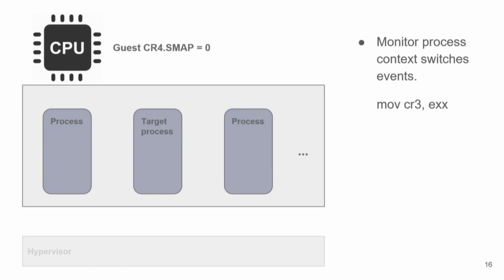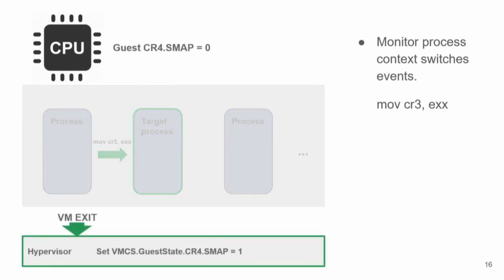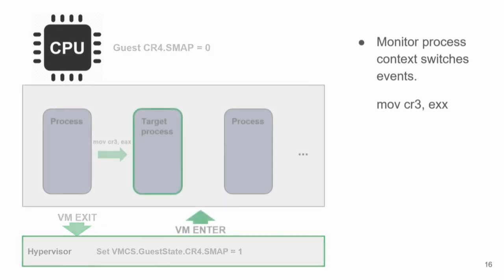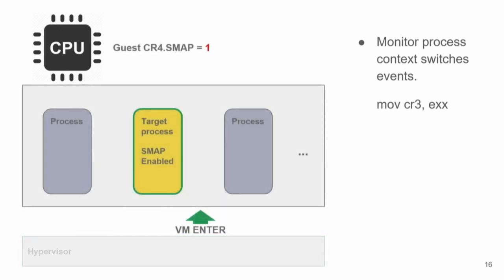And here's an example. We monitor process context switch events. For us, that's move a general register to the CR3 register. So when that happens, it will cause a VM exit, and it will exit to the hypervisor. And in the hypervisor, we set the SMAP bit to 1. And when the hypervisor goes back to the VM again, the data will be flushed back to the real processor. And so for the target process, it feels that SMAP has already been enabled.